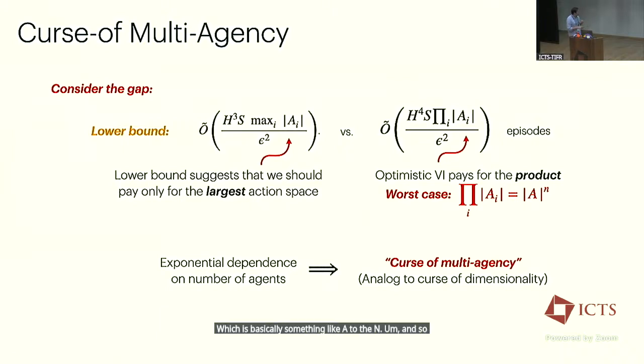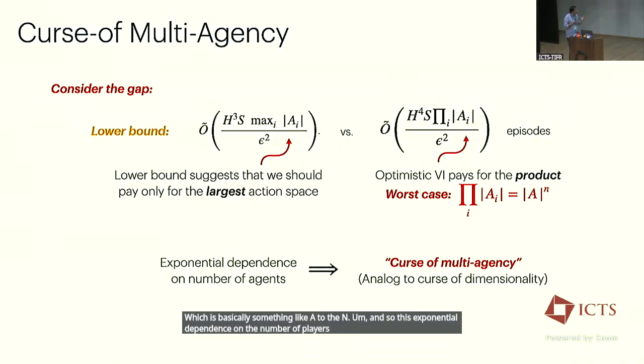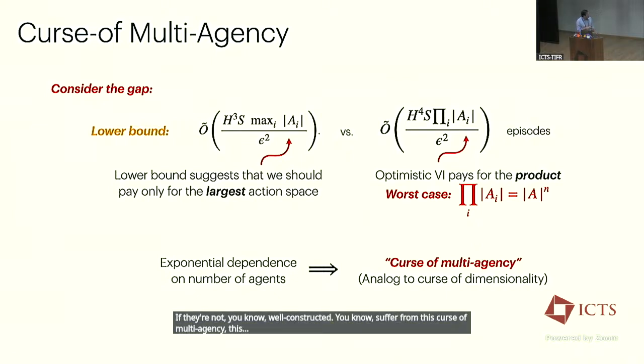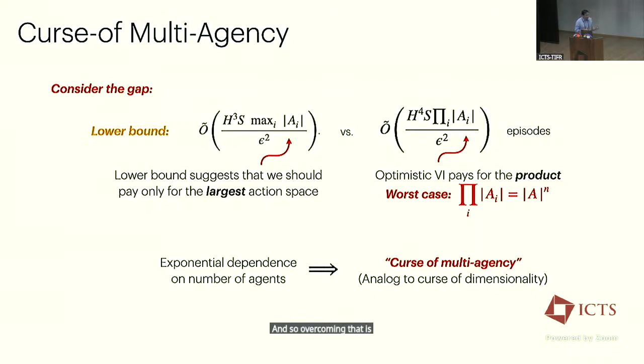And so this exponential dependence on the number of players is what's known as the curse of multi-agency. This is an analog to the curse of dimensionality, right? And so a lot of algorithms that you might use for learning in multi-agent games, if they're not well constructed, suffer from this curse of multi-agency, this exponential dependence on the number of players in the game. And so overcoming that is an active area of research, and we'll go into that a little bit more in a sec. But any questions on all of that?